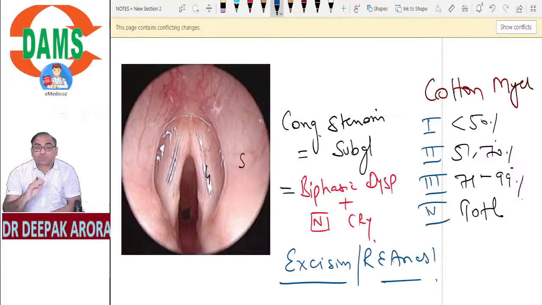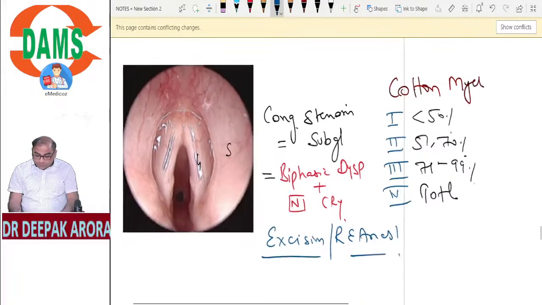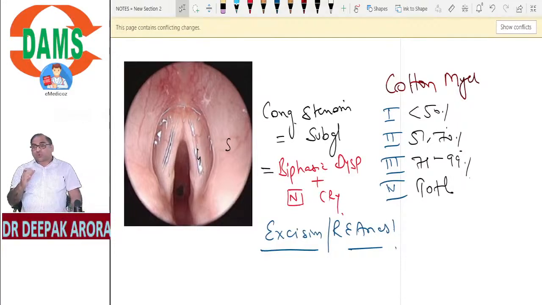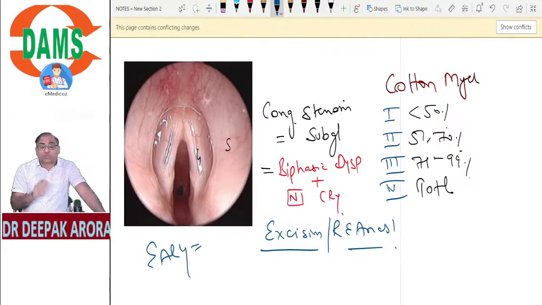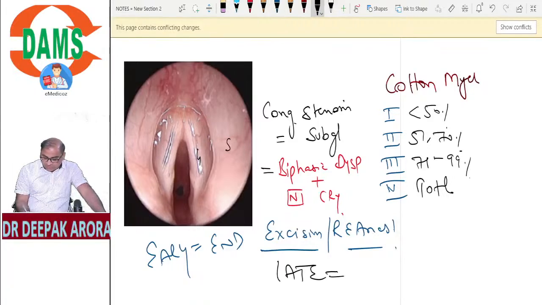Every student listening to me, what is the basic concept? I have two approaches. One is the endoscopic approach, one is the open approach. You tell me which approach is preferred in the early scenario, and which in the late scenario. In the early stage, for a small lesion, endoscopic. In the late stage, if the lesion is very severe, I will go for the open approach. I hope you are getting the concept.